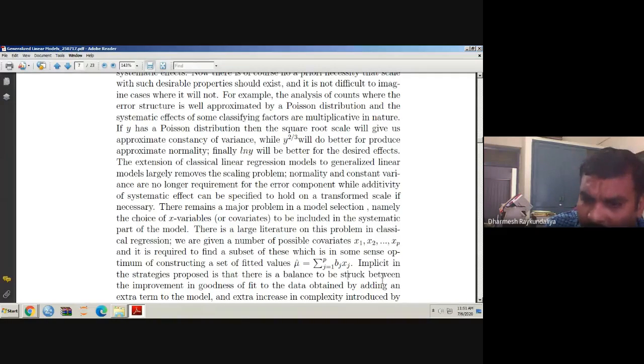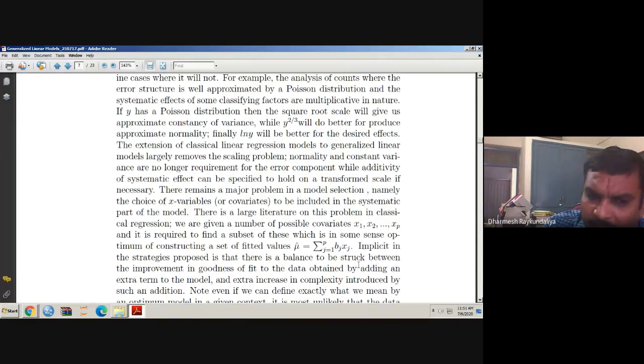But how to obtain this? This estimate is obtained in such a way that the parsimony criterion of the model should be satisfied. The strategy you have to propose is that there is a balance to be struck between the improvement of the goodness of fit in the data obtained by adding an extra term to the model, and the extra complexity introduced by such addition. So as we discussed, as we add more and more variables, what happens?